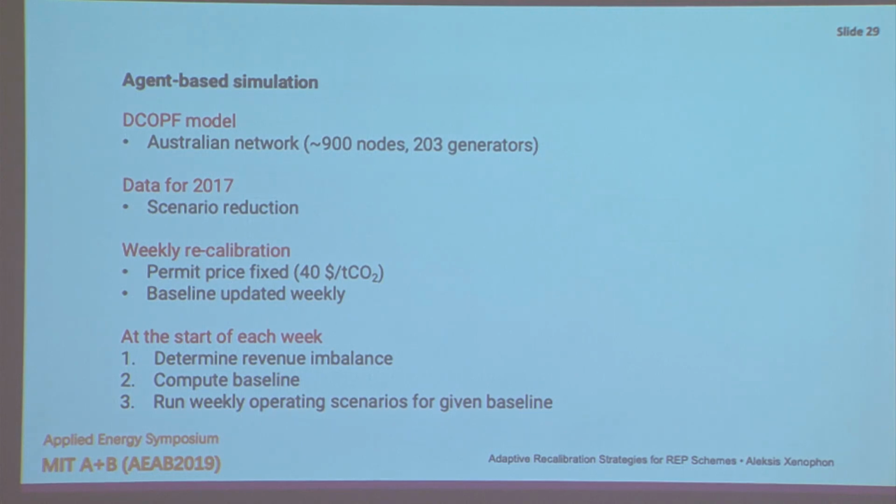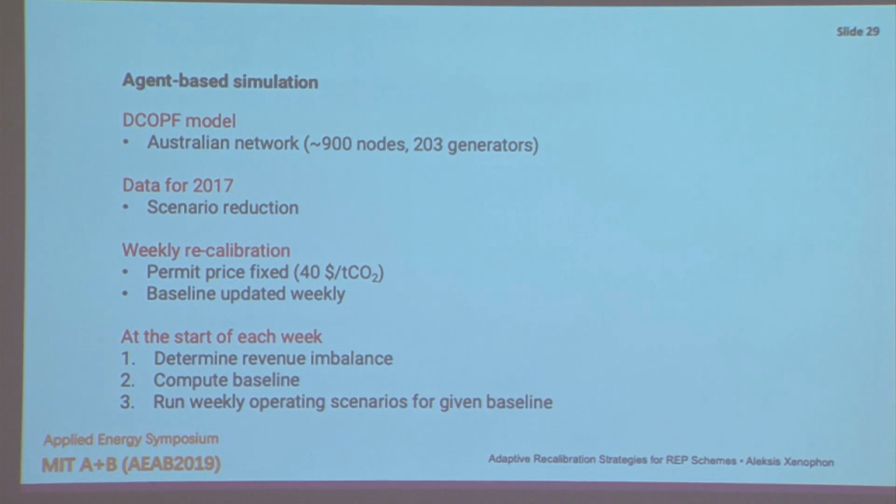So in order to evaluate these 2 different updating mechanisms, we've used an agent-based simulation approach where we're using a direct current optimal power flow model of the Australian network. This data set consists of around 900 nodes and over 200 generators. And we have half-hourly demand and renewable energy dispatch data for 2017. We've also performed some scenario reduction on this because we don't want to go through each half hour of the year when running the model. So for each week in 2017, we're identifying 10 representative operating scenarios using a k-means clustering algorithm.